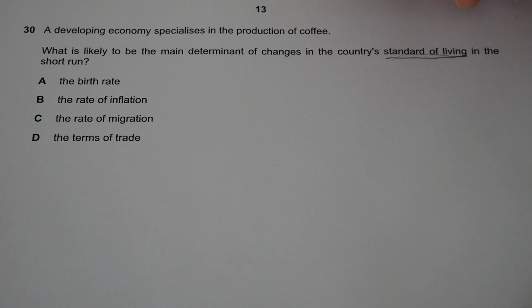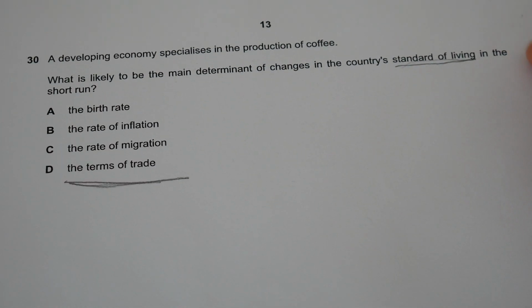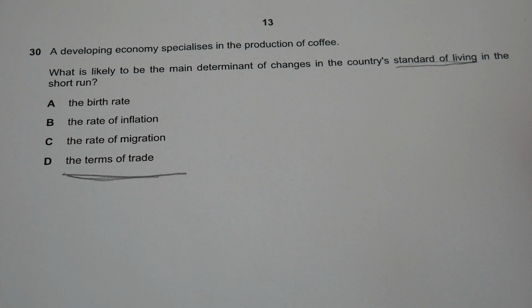Okay, so with that primary product dependence, we know that they're likely to import consumer goods, Western style goods, and so therefore what's really important is going to be the index of export prices to the index of import prices, which is of course our terms of trade. Okay, and they need to be able to import those consumer goods with positive income elasticities of demand.